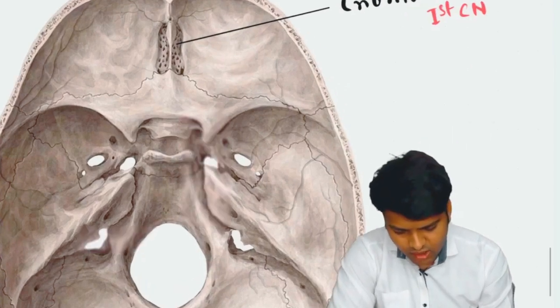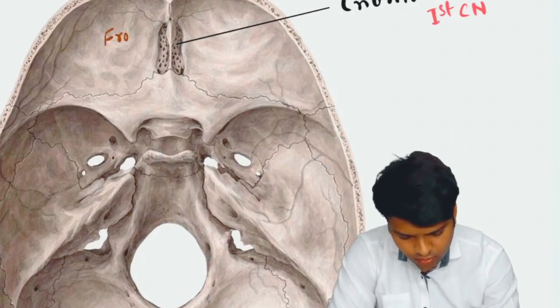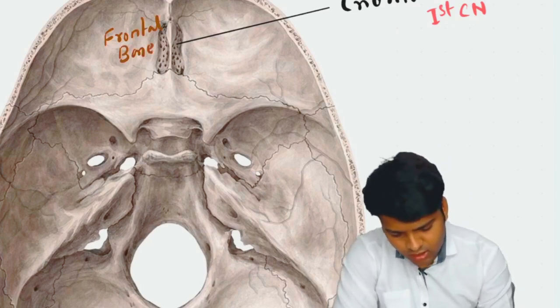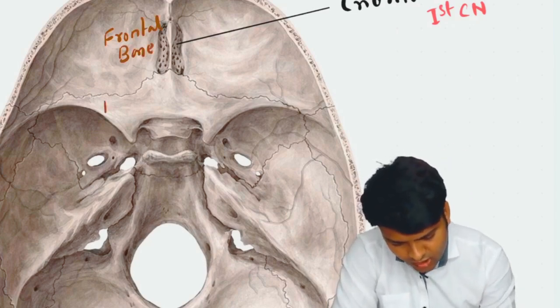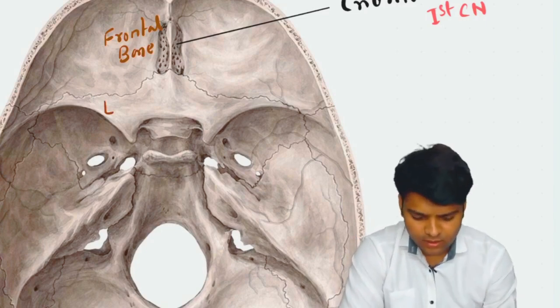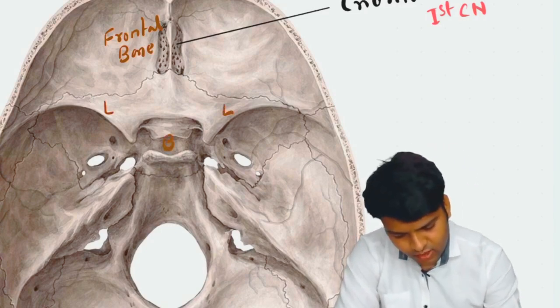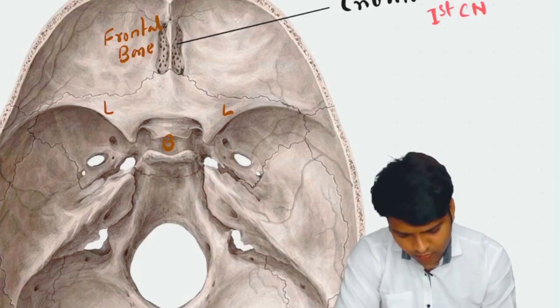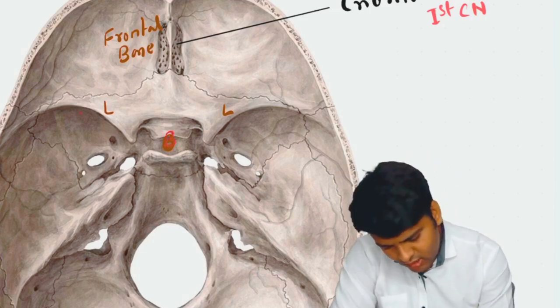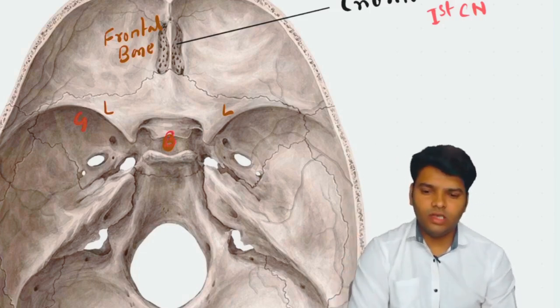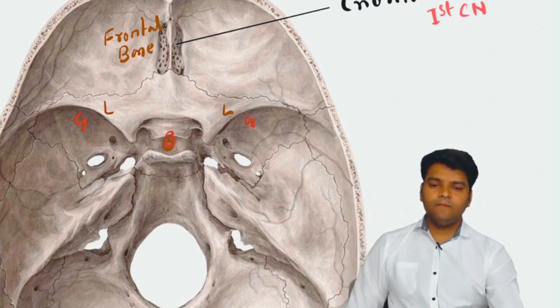This is the frontal bone, and this part is the sphenoid bone. So this is the L, lesser wing of sphenoid. This is the body of sphenoid, and this is the greater wing of sphenoid, which I marked G.